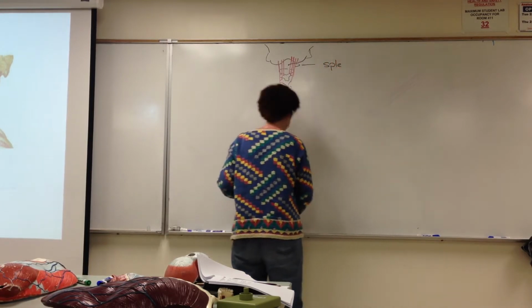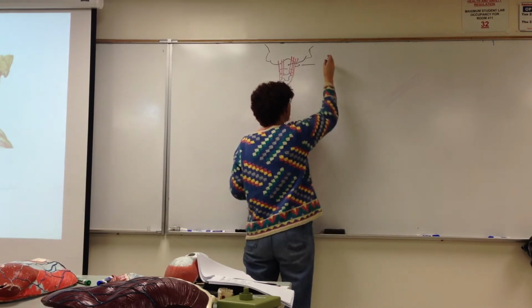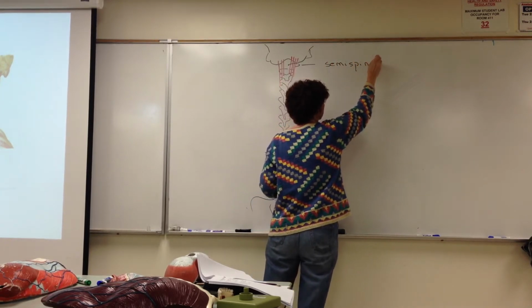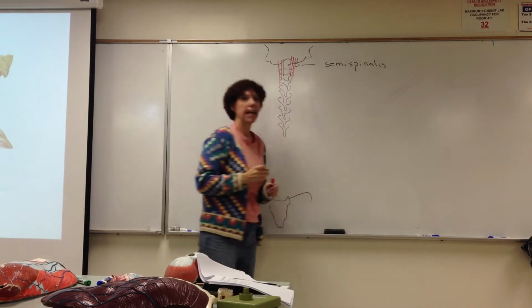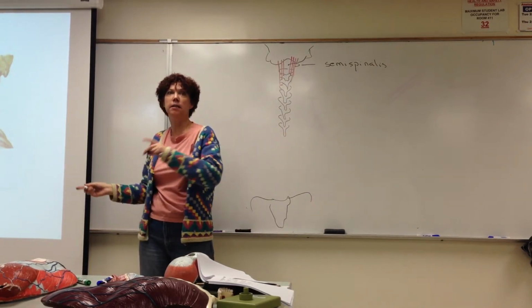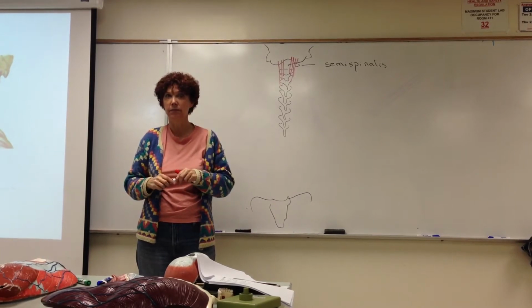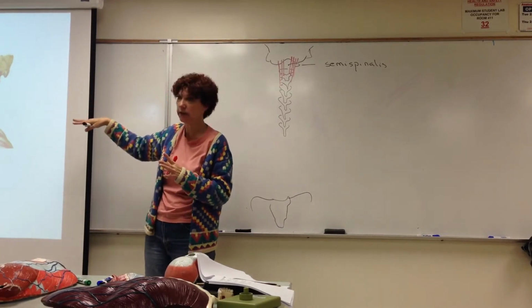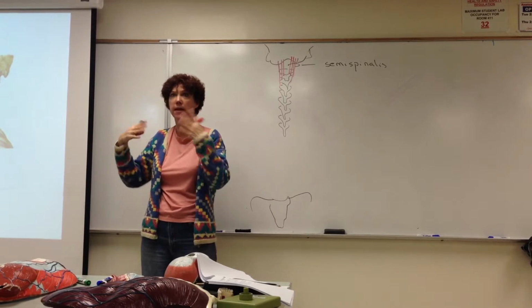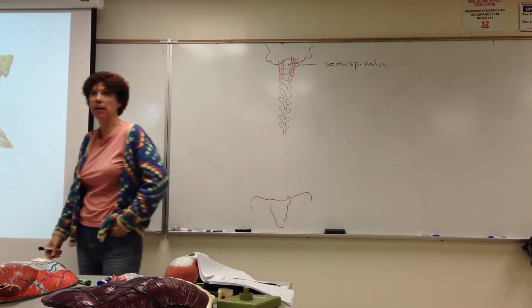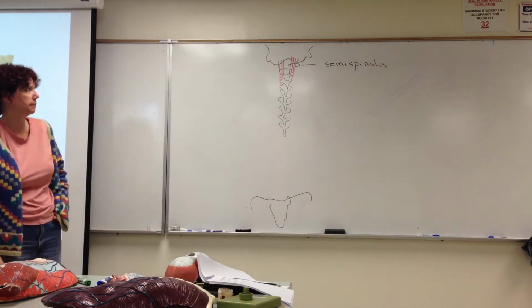Sorry, semispinalis. Innervation for all of these deep muscles of the back, if you recall, are dorsal rami. So because these are at the neck level, their nerves are going to be the cervical dorsal rami. They don't form a plexus, and we don't name any more specific than that.